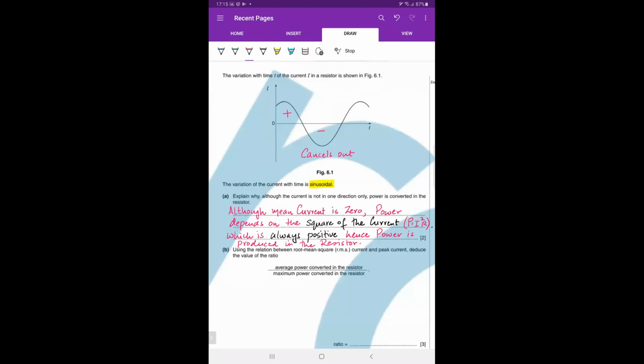ठीक है, so the question was कि current positive negative दोनों हो रहा है. How come still power is getting produced? ठीक है, so yes, the current is positive and negative, making the mean value of current to be 0. But the fact that power does not depend on current, rather power depends on the square of the current. So अगर आप current का square करोगे, you'll always get a positive value. And that implies as to why power is always getting produced in the resistor.